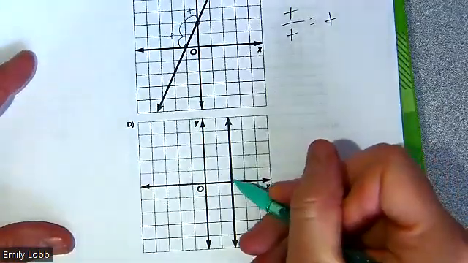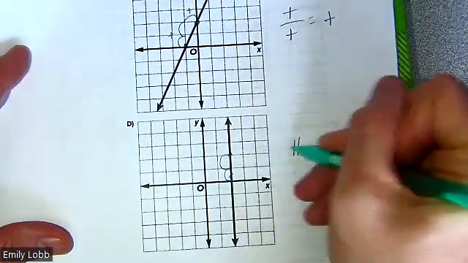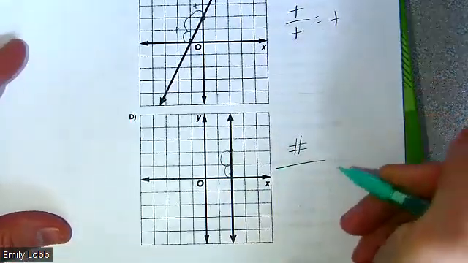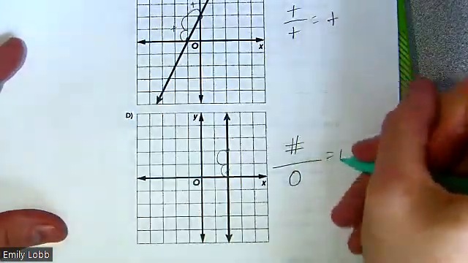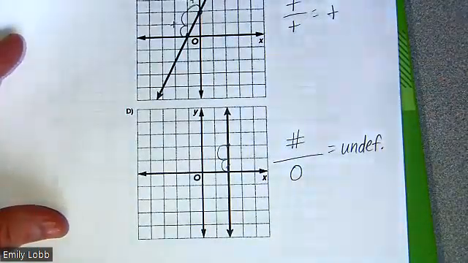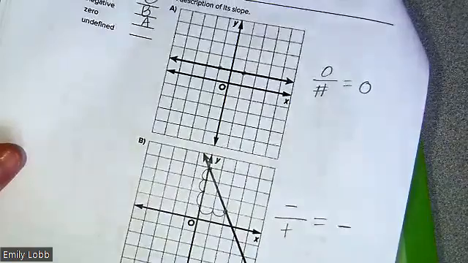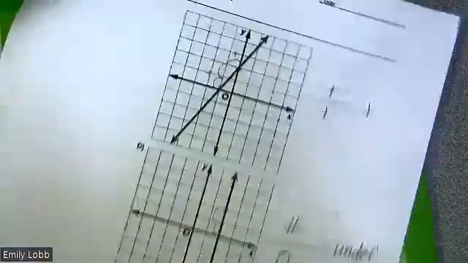Yep. So here, I would be going up a number, but what would my run be? 0. Any number divided by 0 is undefined. All right, that's page 5. It's time for you to stay in your seats and be following along because we are not done. That was letter D. All right, number 7, real quick.